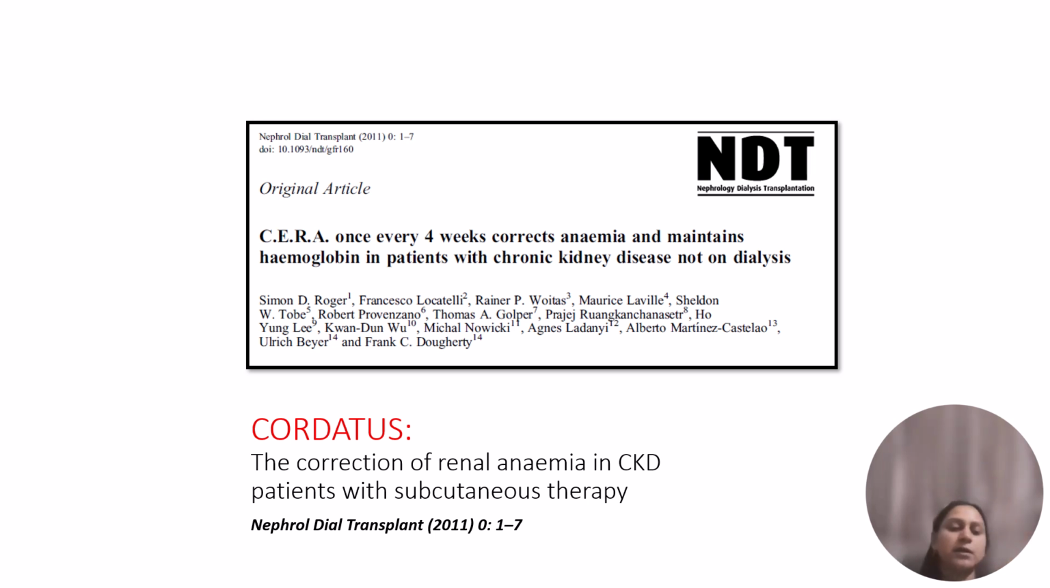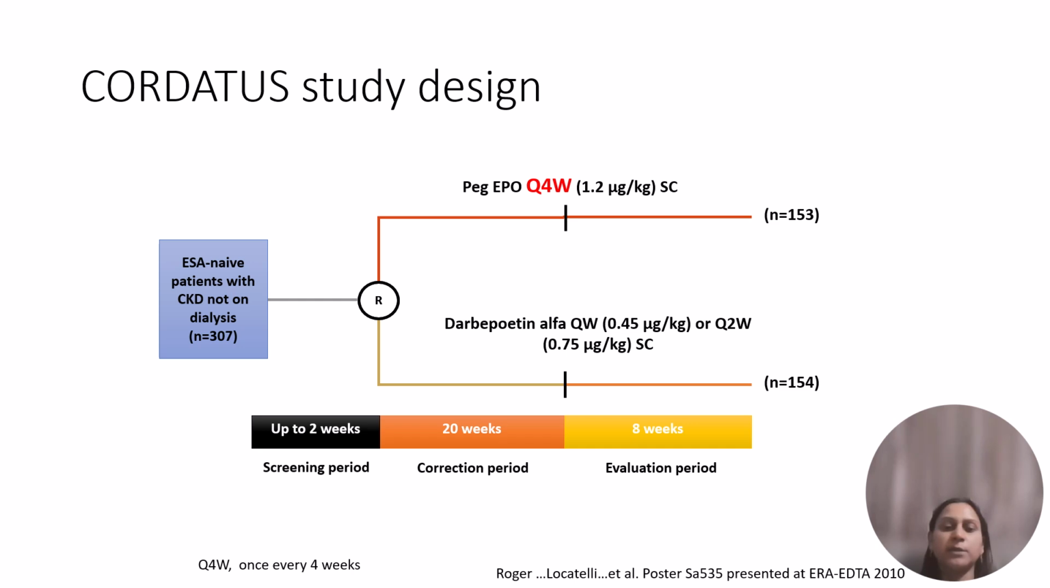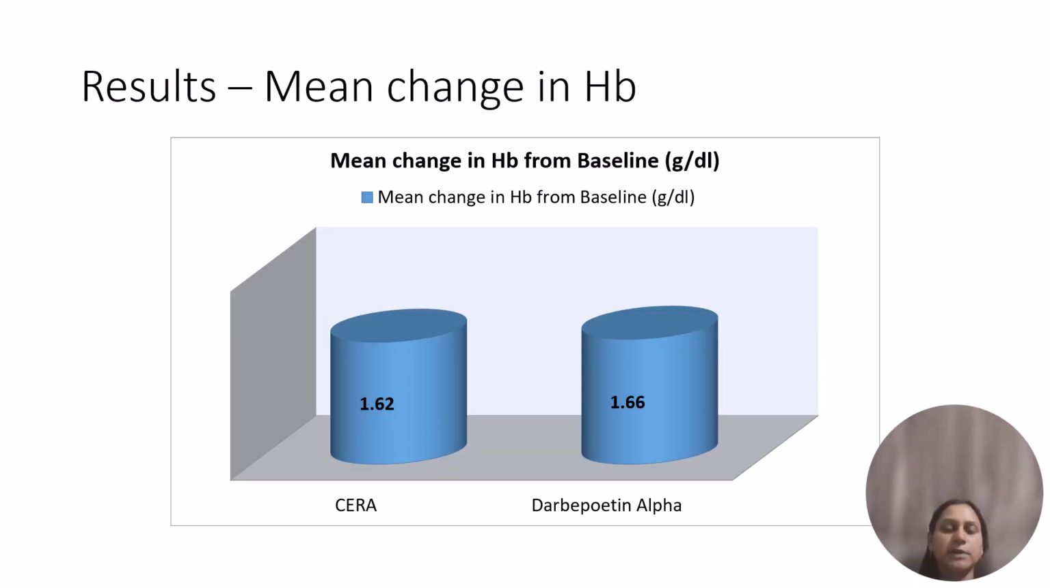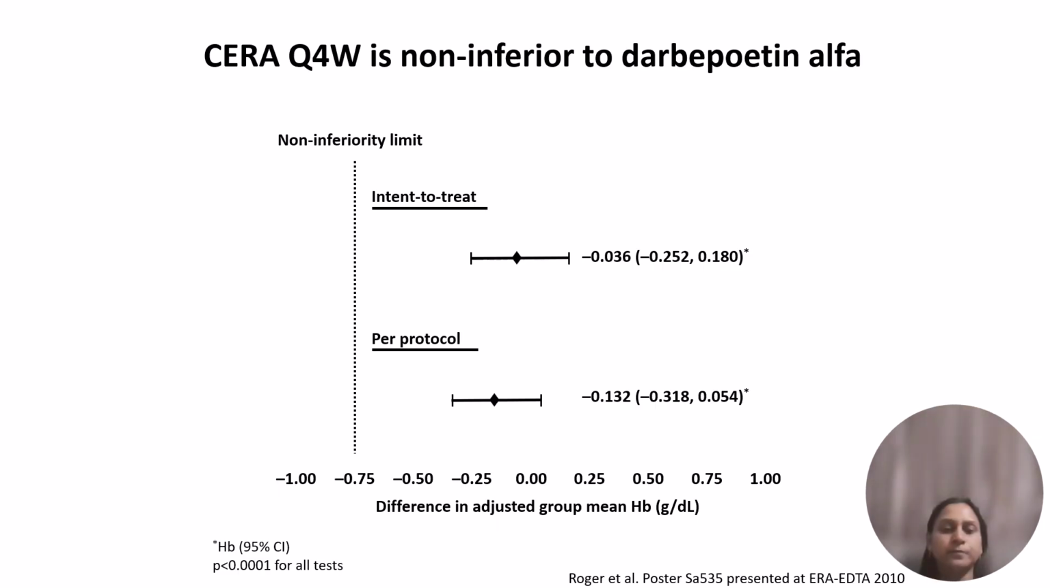Now, this is one study which was conducted in CKD patients who were not on dialysis. Here, Sera, which is nothing but continuous erythropoietin receptor activator, was given once every 4 weeks and compared to darbepoetin alpha, which was administered once in 2 weeks. Coming to the results of the study, you can see that the response rate was similar in both the groups, the darbepoetin group and the Sera group. The response rate was defined as an increase in hemoglobin of 1 gram per deciliter compared to baseline, or achieving a hemoglobin target of 10 grams per deciliter. If you look at the mean change in hemoglobin, both the groups were identical or somewhat similar. So the study showed that Sera administered once a month was non-inferior to darbepoetin alpha, which was administered once every 2 weeks.